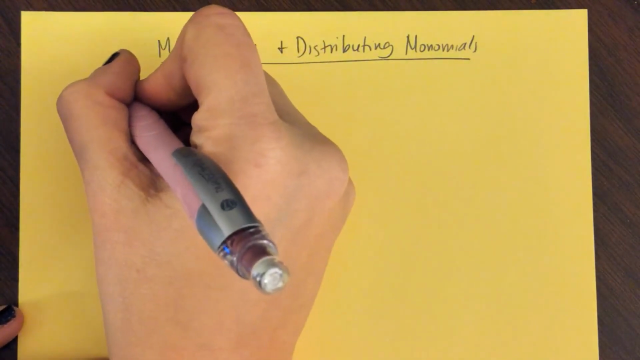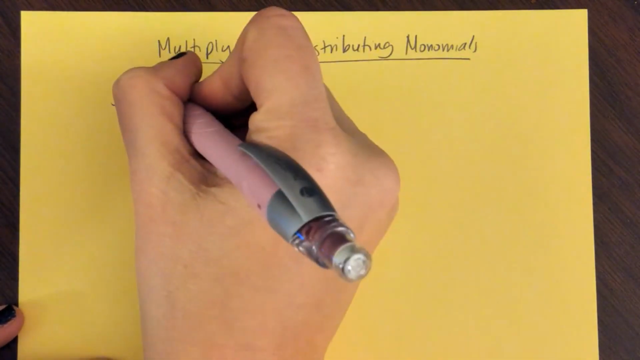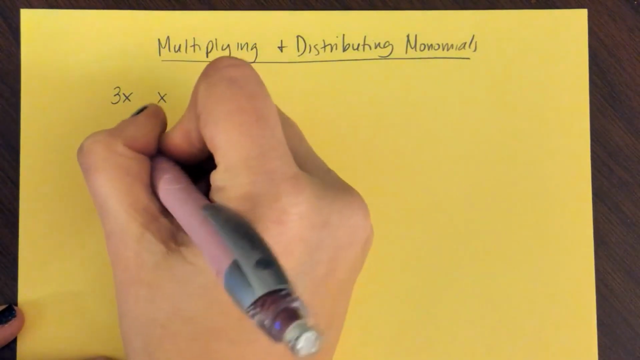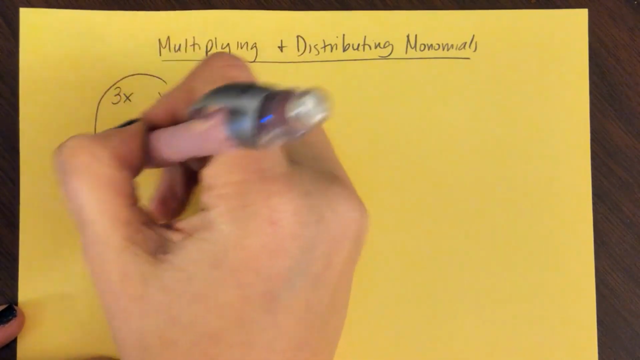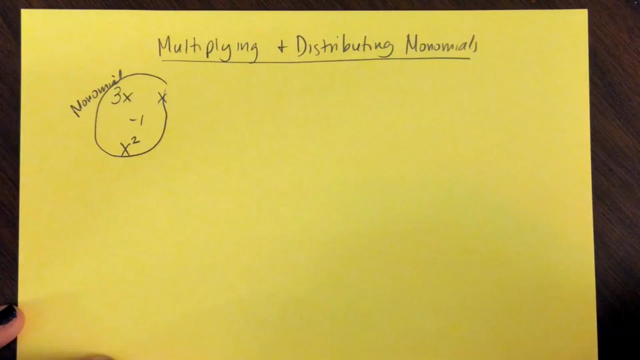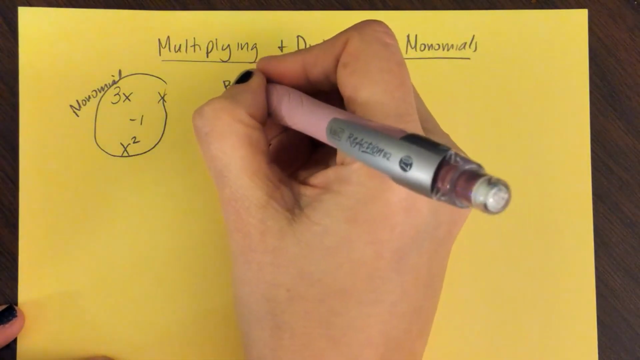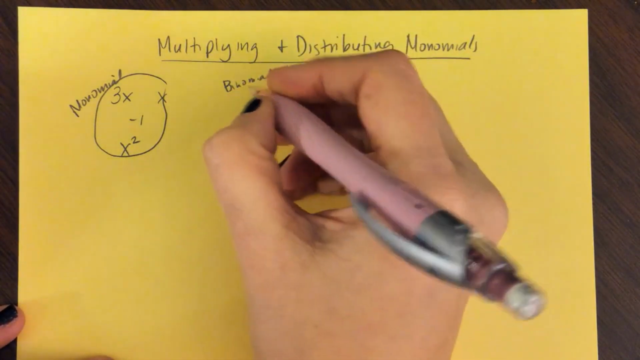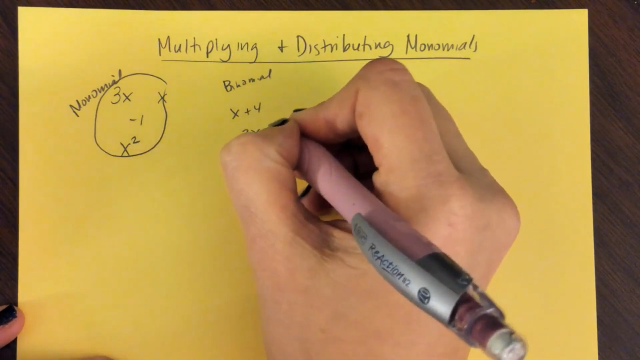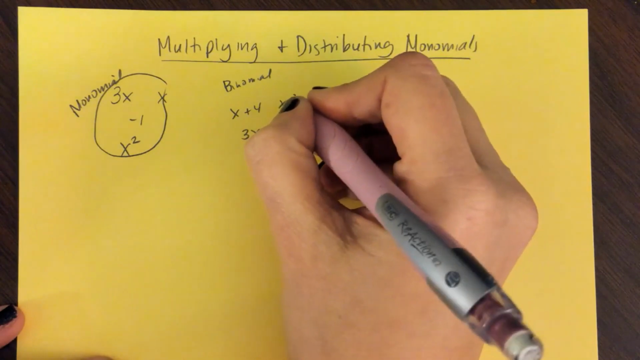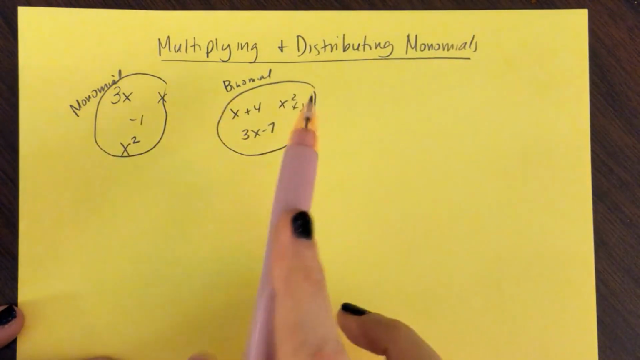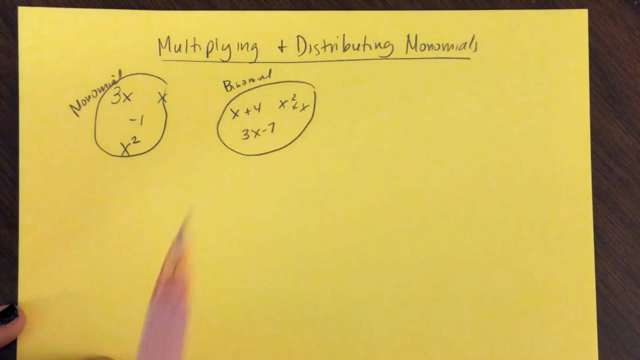Remember, a monomial would be something like 3x or x or -1, okay, or x squared. All of those are monomials because they have one term. A binomial has two terms, so they might be x plus 4 or 3x minus 7 or x squared plus x. Those are all binomials. So today we're going to be dealing with monomials and binomials only. We won't be multiplying binomials times each other.